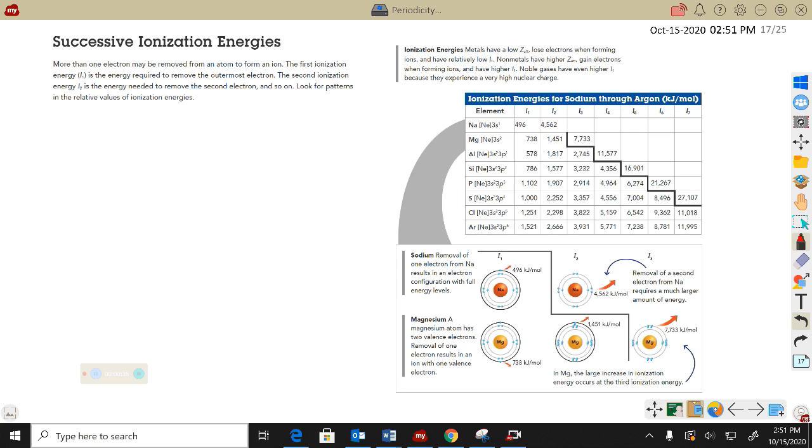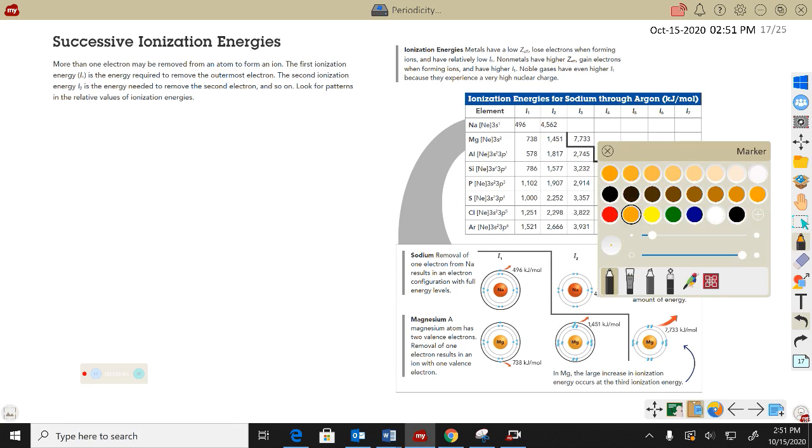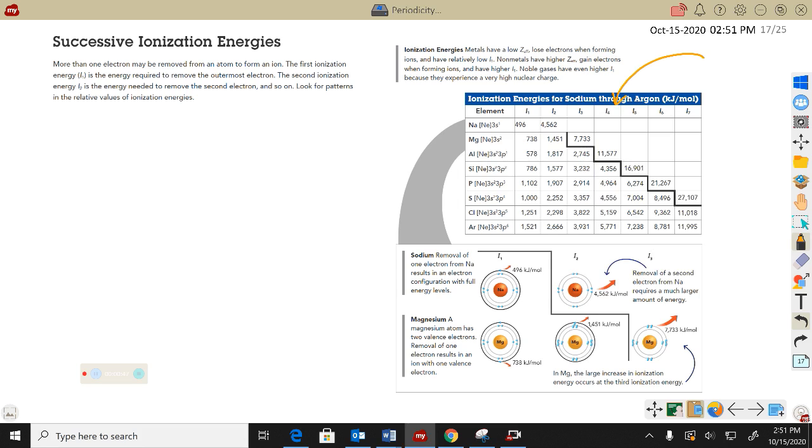So when they've got this chart here and it's got I1, I2, I3, I4, if you see I4, that is the amount of energy needed to remove the fourth electron. That's what it refers to as successive ionization energies. How much energy does it take to remove the first, the second, the third, the fourth, and so on?